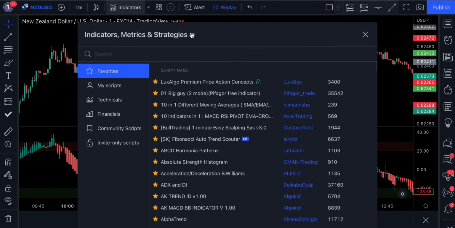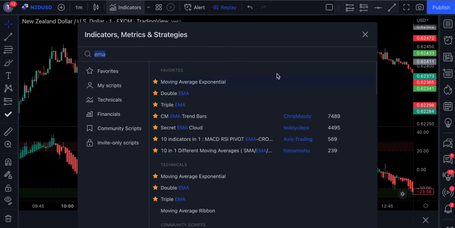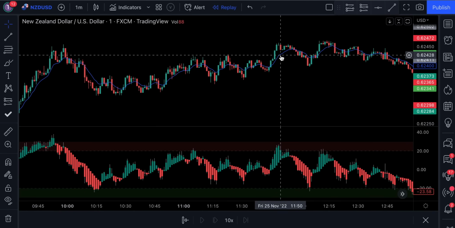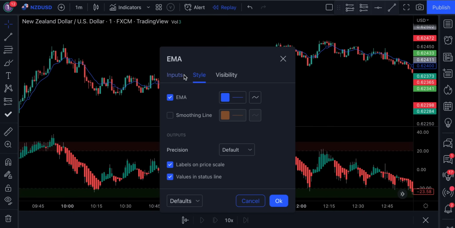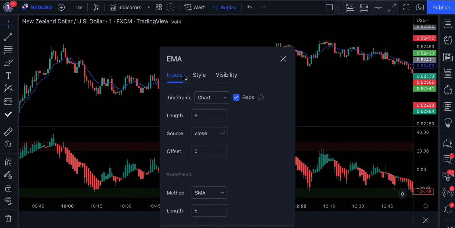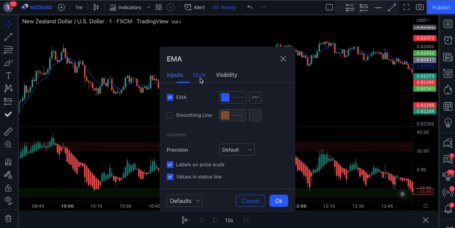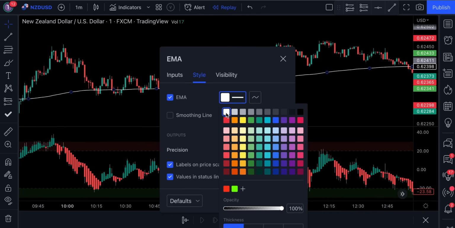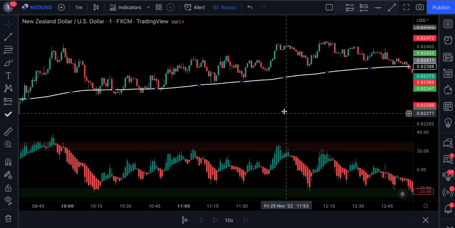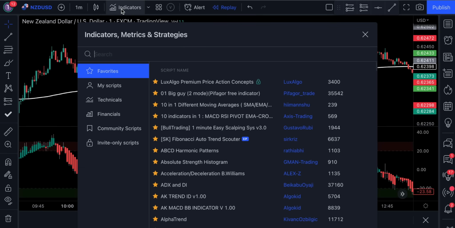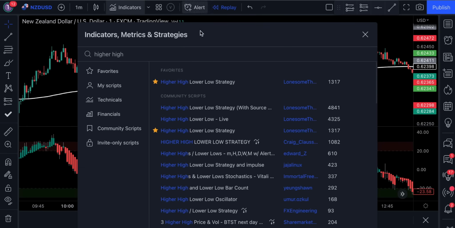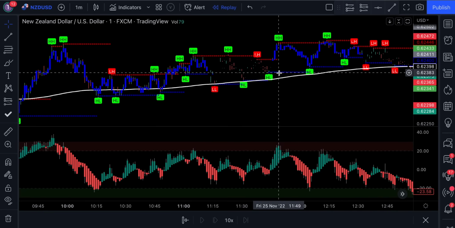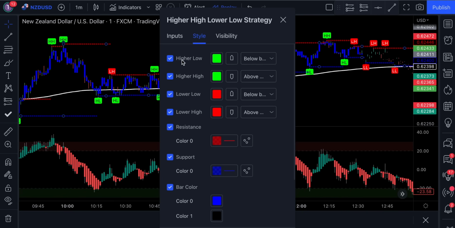For the second indicator, we're going to need to add an exponential moving average. Its length is going to be set at 200. And we're going to make it colored in white. And for the third indicator, let's add higher high, lower low strategy. In the style section, uncheck everything except for higher high and lower low.